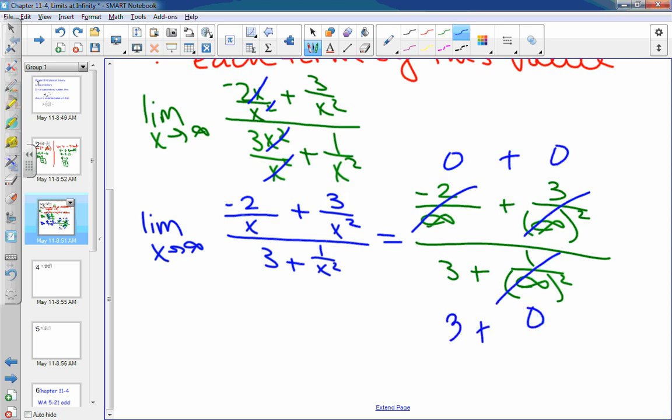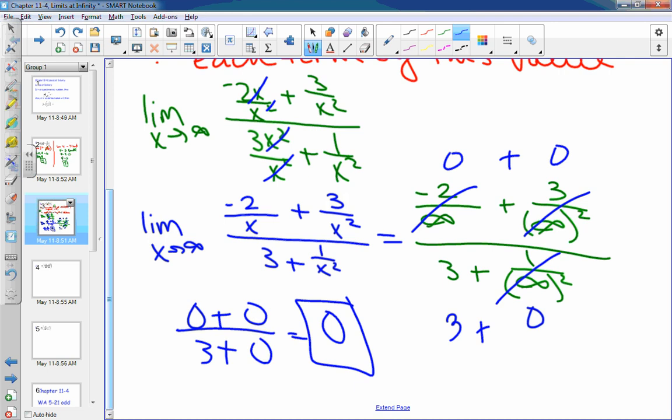So what I have is going to be 0 plus 0 over 3 plus 0, which is going to give me 0. So this thing approaches 0 as it gets really, really big. Do we understand that?